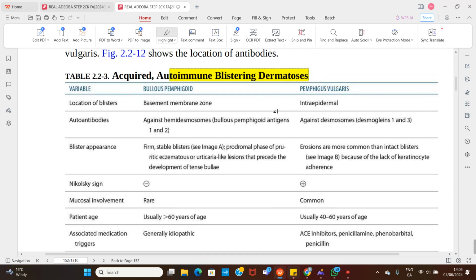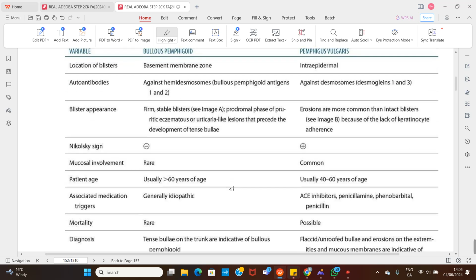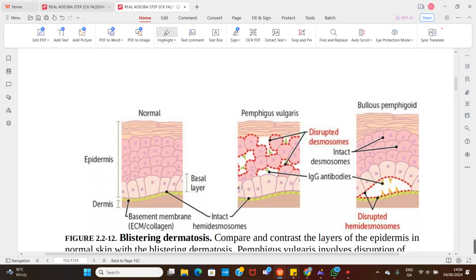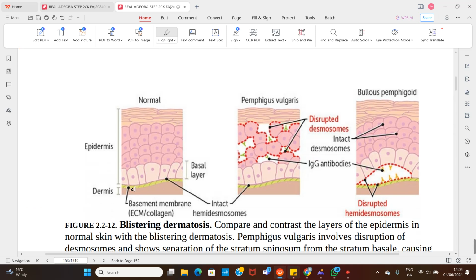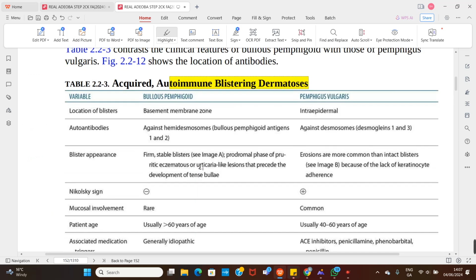Now, what are the antibodies involved? The antibodies involved in bullous pemphigoid are antibodies against the hemidesmosomes, right? And these antibodies are targeting the bullous pemphigoid antigen 1 and 2. So you have these antigens at the junction between the stratum basale and the dermis, right? Just at the basement membrane separating both of them. So that's where you have those antigens, and you have this antibody attacking that area, destroying the basement membrane. So that's that about the autoantibodies for bullous pemphigoid.